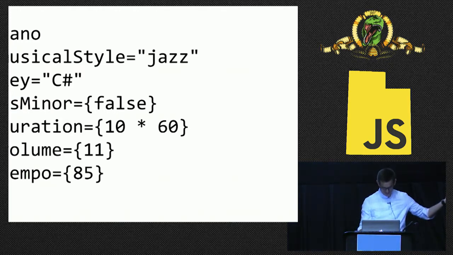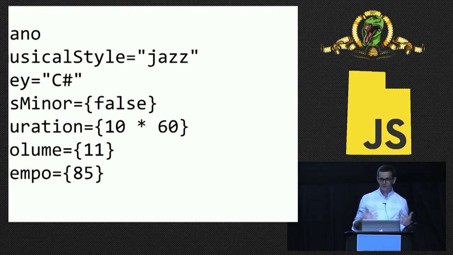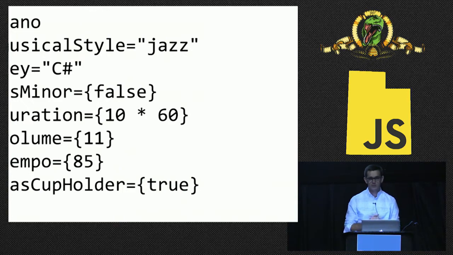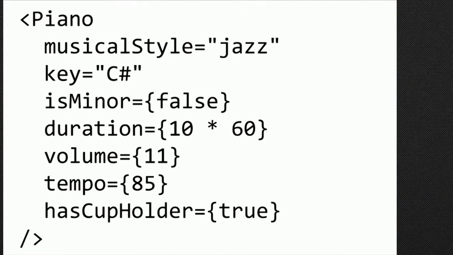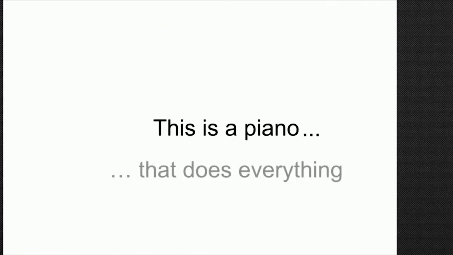Right. Thank you. So Billy Joel, the piano man, tells us that John at the bar is a friend of mine. He gets me my drinks for free. Therefore, a piano must have, at least optionally, a cup holder. So this piano may have a cup holder. And now we've got, this is a piano. And not just any piano. This is a piano that can do everything.